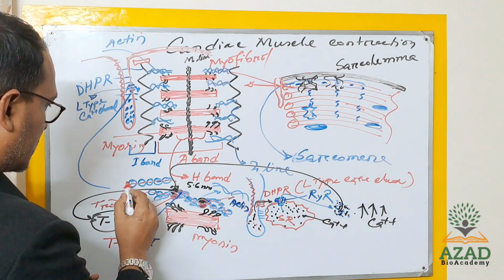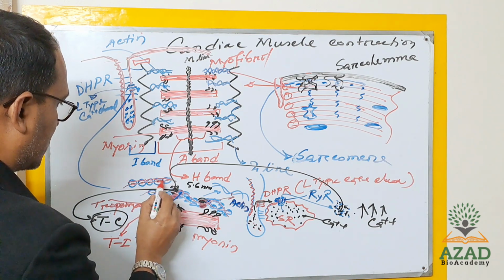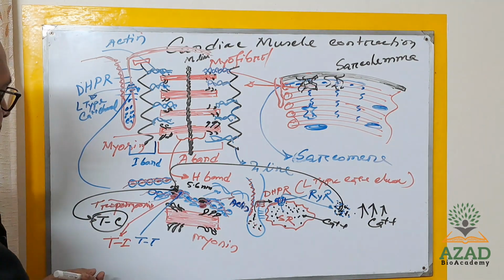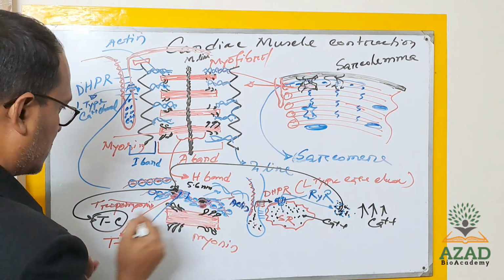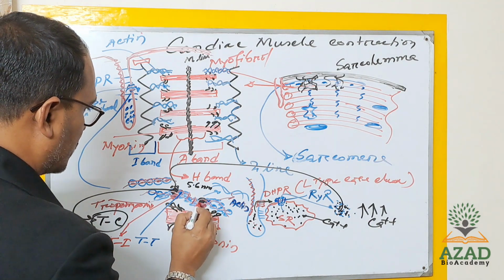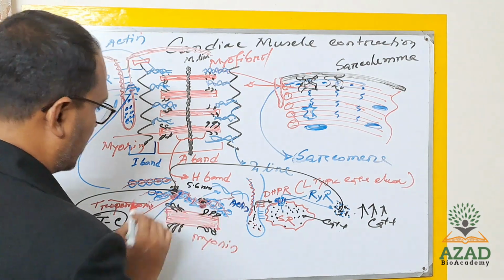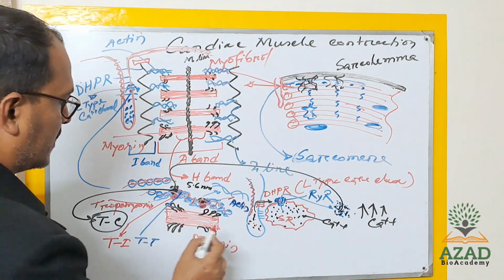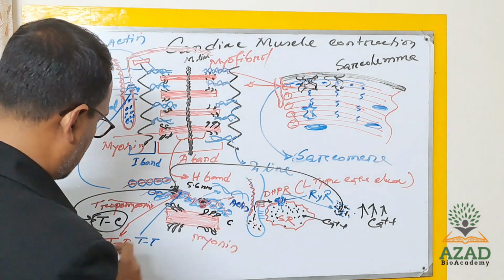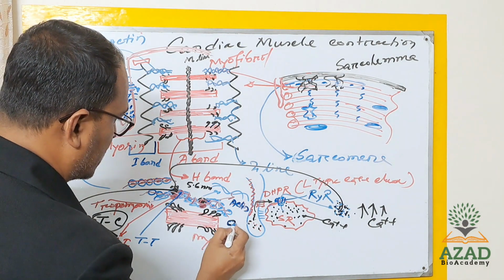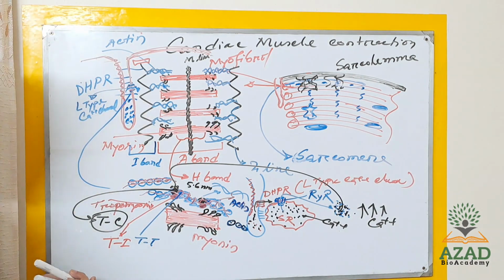and it will open the active binding site of the actin. That means it will rotate and change its position. That means the actin will be free. Actin will be free like that. That is the free active actin binding site.